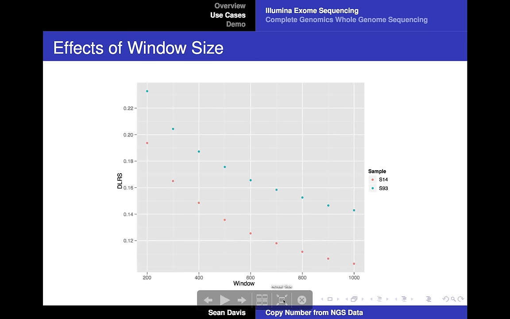And you can see that a little bit more specifically here. What I'm plotting here is the window size across the x-axis, 2 different samples, S14 and S93, that have different read numbers. And then DLRS is basically a measure of the noise. The higher the number, the higher the noise. And you can see that there's a nice relationship between the noise and the window size: as the window size increases, the noise decreases. And obviously we're trying to balance the resolution that we get with the noise that we get.